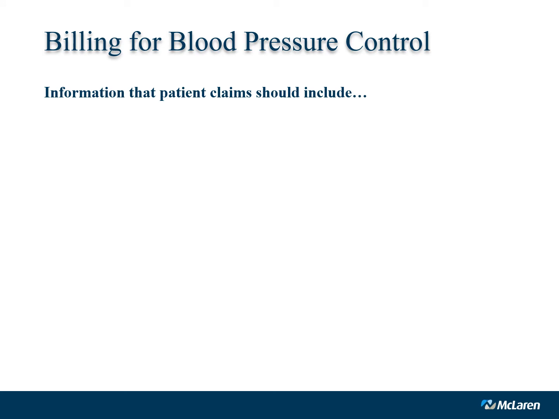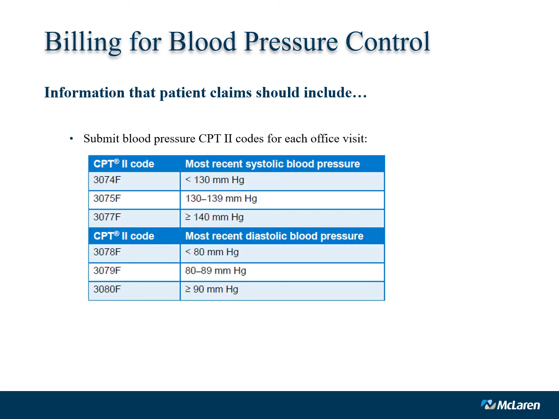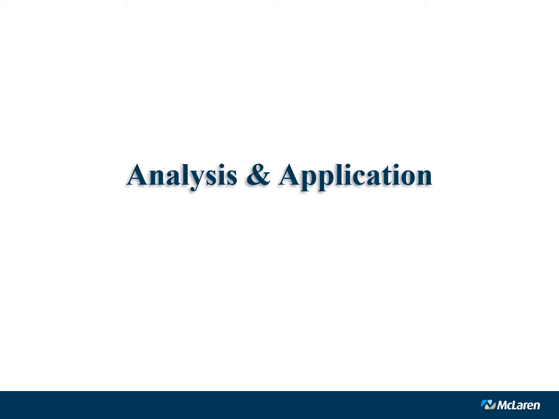Lastly, let's go over the billing aspect of blood pressure control. Information that patient claims should include would be to submit blood pressure CPT codes for each office visit. There are different codes for systolic and diastolic readings. The best way to close treatment opportunities for HEDIS is through a billing claim.